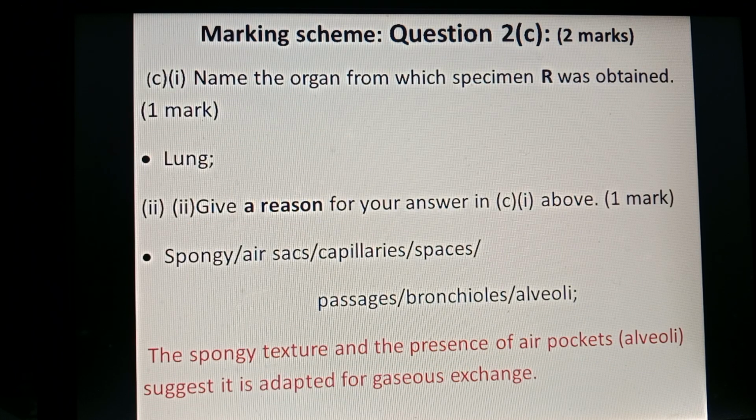Name the organ from which air was obtained. It is the lung. Give a reason for your answer. It is spongy, it has air sacs, capillaries, spaces, passages, bronchus or alveoli. Or you can just say the spongy texture and the presence of air pockets or alveoli suggest it is adapted for gaseous exchange.